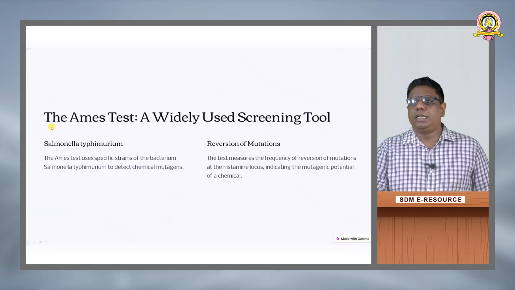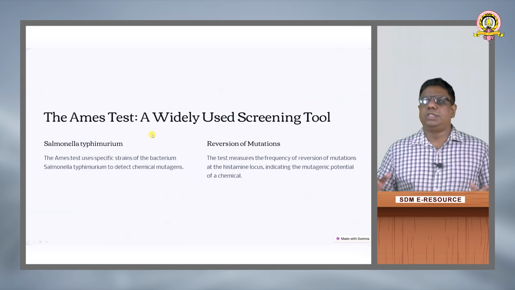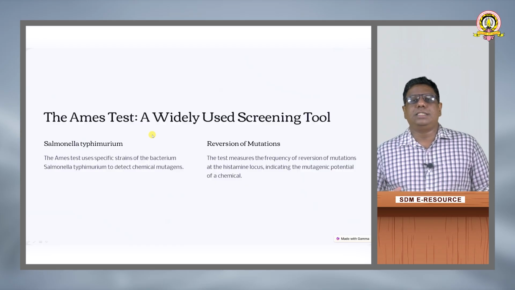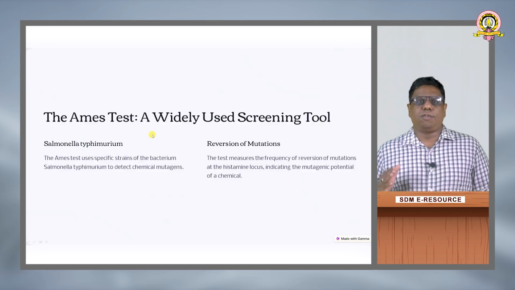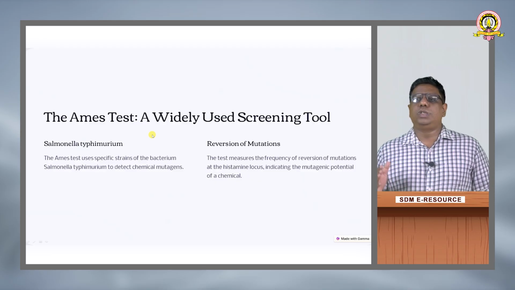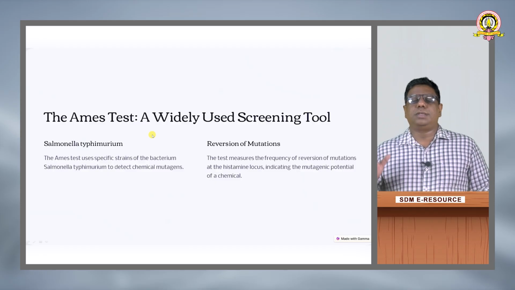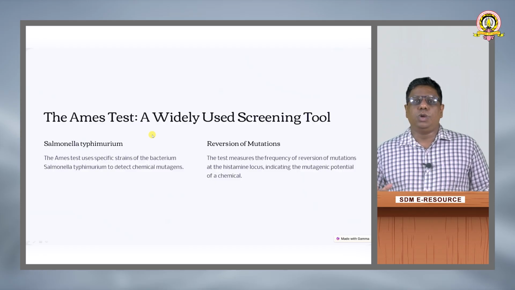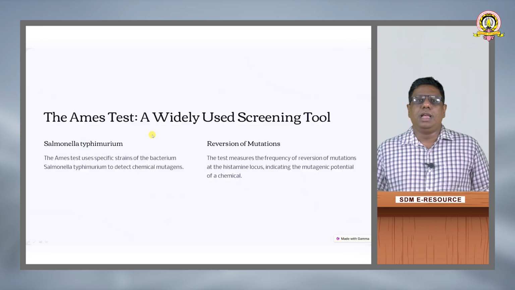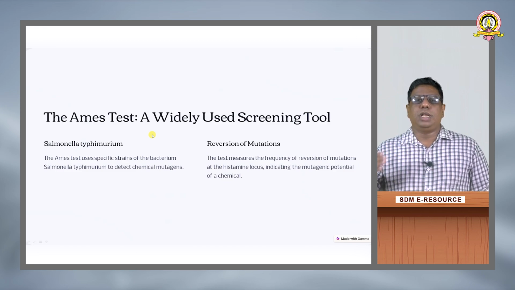One important test that we will see is the Ames test, which is widely used in screening. It uses Salmonella typhimurium, a bacterium that causes typhoid. It is one strain of the typhoid bacteria that is used to detect chemical mutagens. This Salmonella typhimurium is susceptible to mutagenic changes, so a small concentration of chemical mutagen added to the culture media can be detected, because they are susceptible to mutagenic changes.